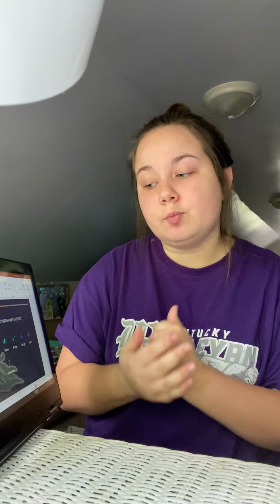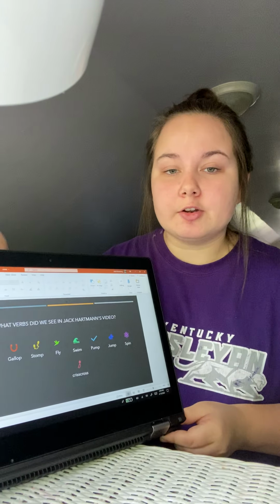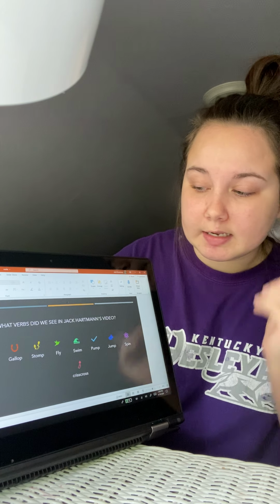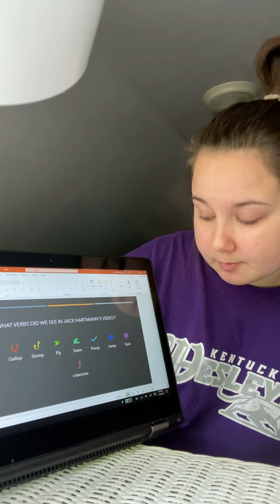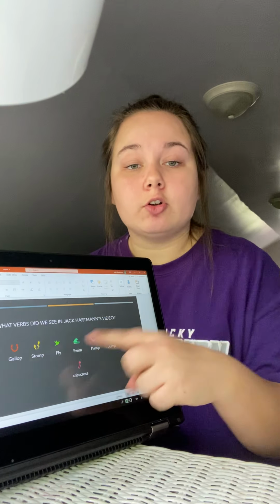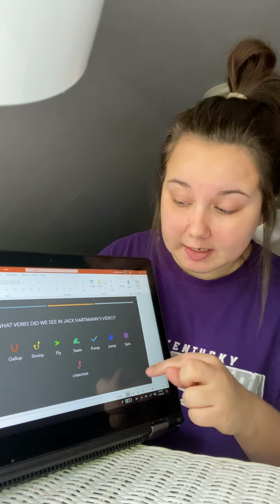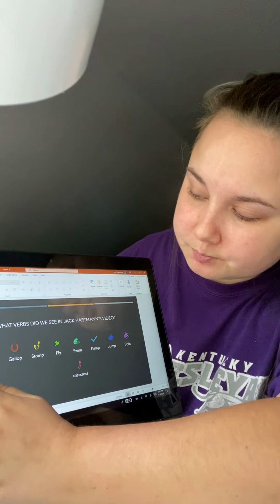So think back to that Jack Hartman video and give me some examples of verbs that he had said in his video. Yes, one was gallop. Give me two more. Pump, yes, and stomp. Very good. Those are all action verbs, and those are all action because that means you are actually doing them. So here's some examples of all the verbs that he had said. He said gallop, stomp, fly, swim, pump, jump, spin, and crisscross. So these are all action verbs because you're acting these out. Okay?